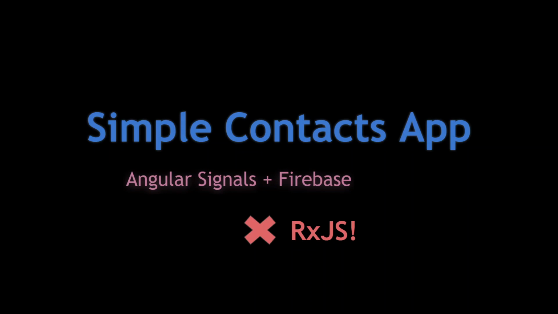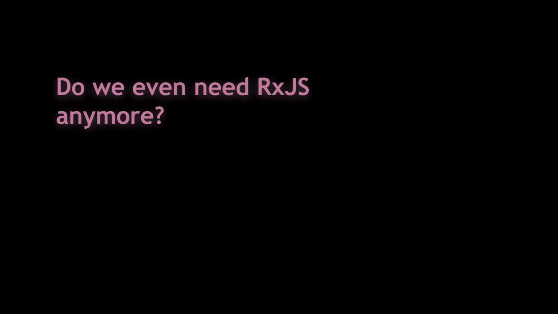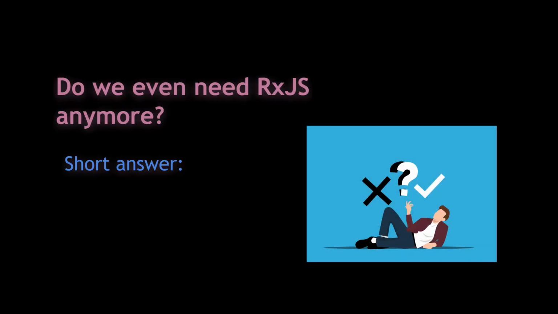I built a simple contacts app recently with Angular Signals and Firebase and discovered that I didn't actually need to use any RxJS at all. The app does everything that a typical CRUD app should do, so this got me thinking. With Signals, do we even need RxJS anymore? As with most things in life, the short answer is, it depends.